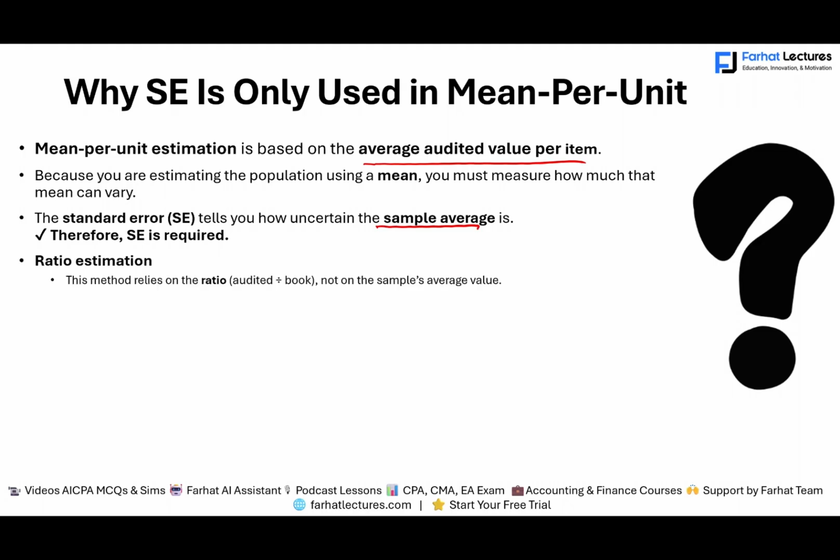For the ratio estimation, we rely on the ratio, not on the sample average mean. Confidence depends on the stability of that ratio, not the mean. We're not using SE there, because SE deals with the mean.